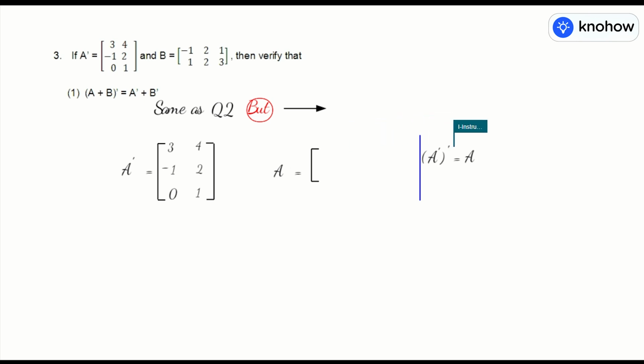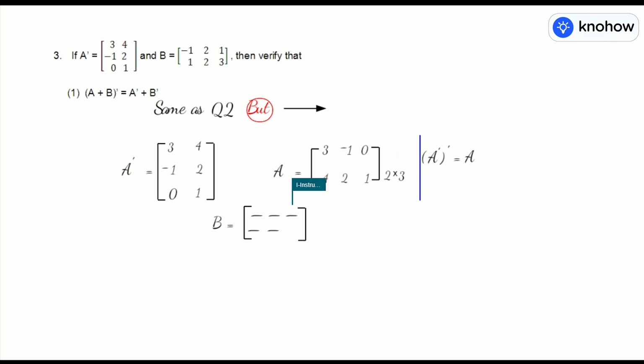If you are given A dash and you want to work out A, then take the transpose of it. So you interchange the rows and columns. The elements of the first row, 3, 4, should be written in the first column, that of the second row in the second column, and the third row in the third column. That way you get the value of A as 3, -1, 0, 4, 2, 1, a matrix of order 2 by 3. And you are already given the matrix B of the same order.